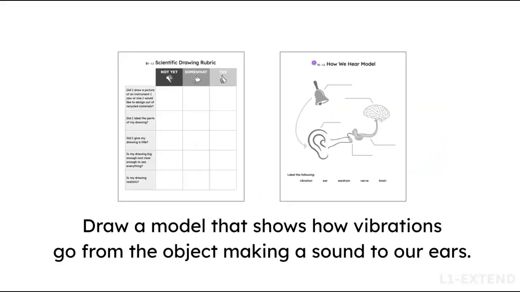You can ask students to draw a model that shows how these vibrations go from the object making sound to our ears and explain their thinking. You'll remind them to use the scientific drawing rubric to create a strong model. You'll then support students to develop an accurate model of how we hear sound using the How We Hear Model student journal page.